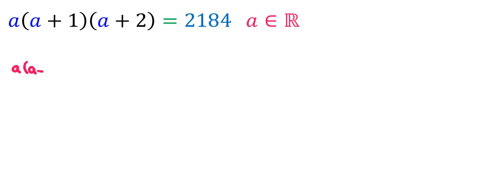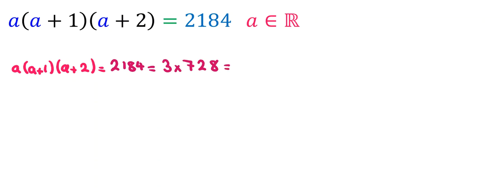So the left hand side is a times a plus 1 times a plus 2 equal to... the right hand side is what? Equal to 2184. So let's factorize. Can we find a real solution? 2184 is a multiple of 3 because the sum of digits equals 15. So we can say it is 3 times 728. Now 728 is not a multiple of 3, but is it a multiple of 5? No. Is it a multiple of 7? Yes. So it will be 3 times 7 times 104.